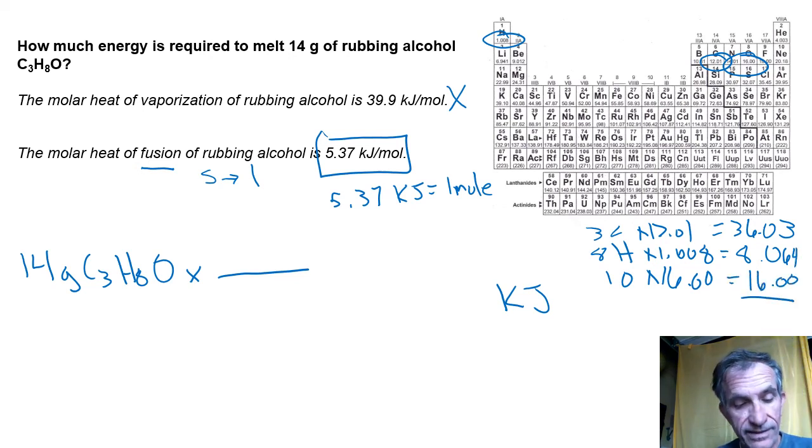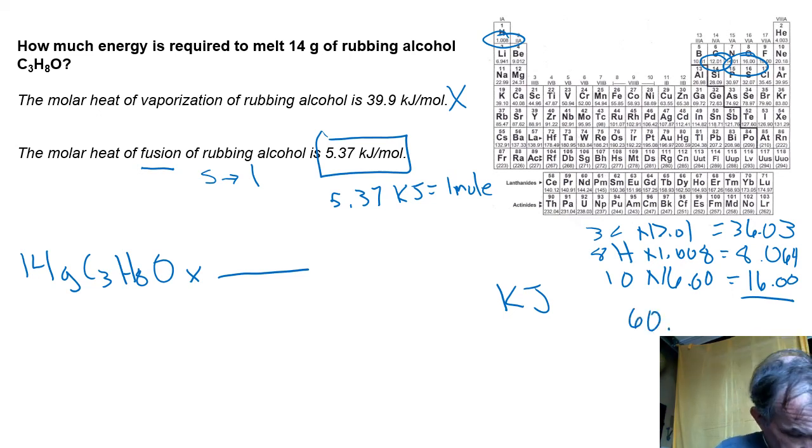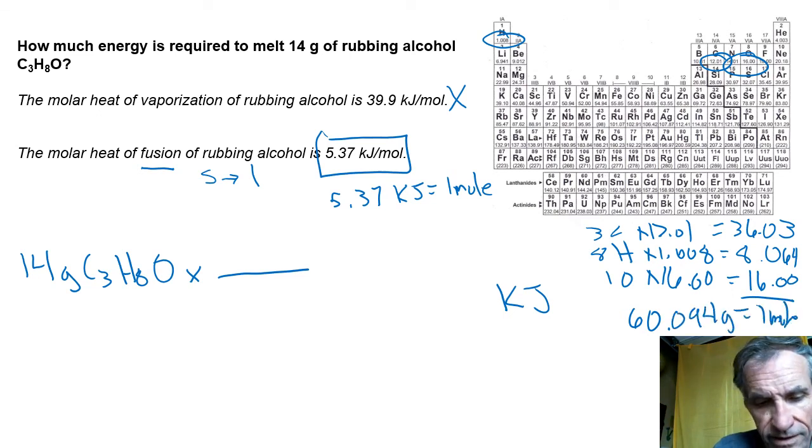I don't have this in front of me. 36.03 plus 8.064 plus 16 adds up to a little over 60. It's 60.094. That's how many grams equals a mole. Always, always, always for the rest of your life. That's how many grams equals a mole.